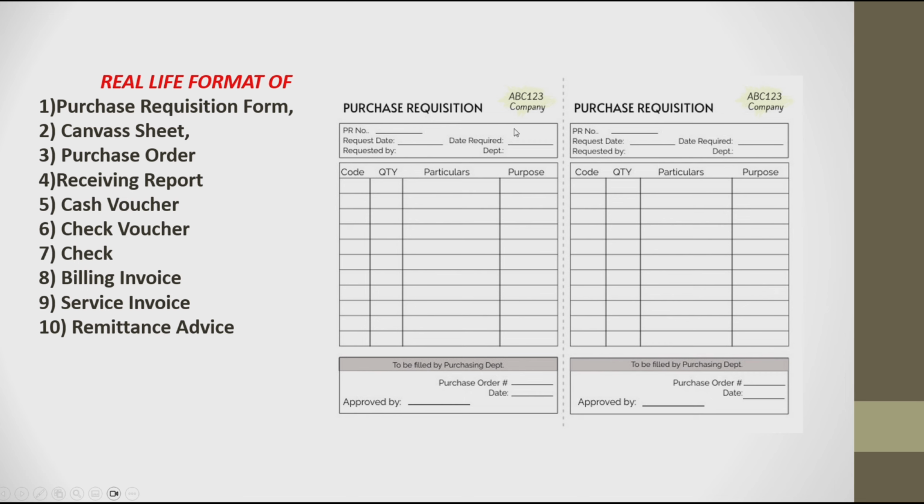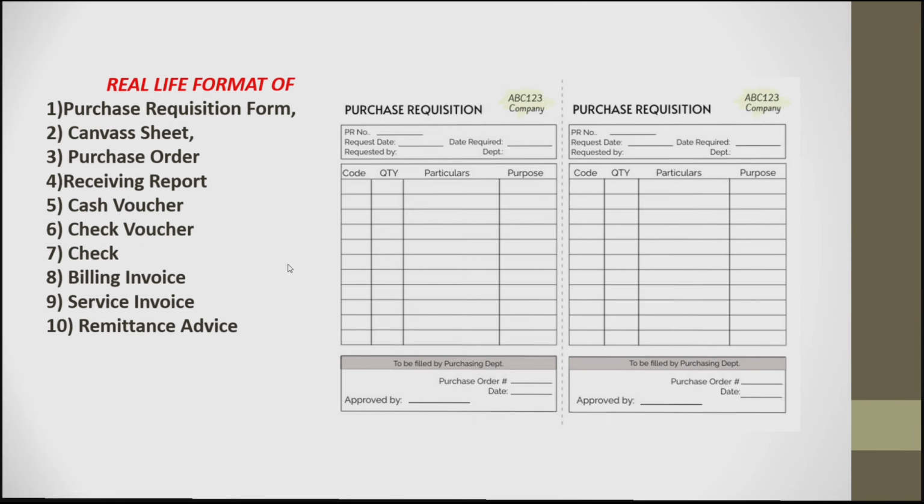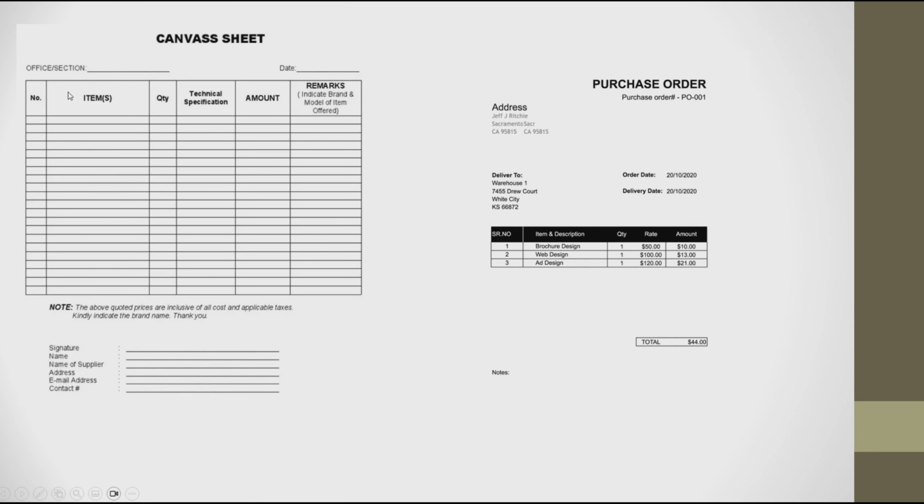After the purchase request has been filled up, normally, as I told you, it will go to the purchasing in charge or purchasing department for approval. If it is an unusual item, sometimes it is to be approved by a higher authority or top management. Once it goes to the purchasing department, normally the purchasing department will make this canvas sheet.